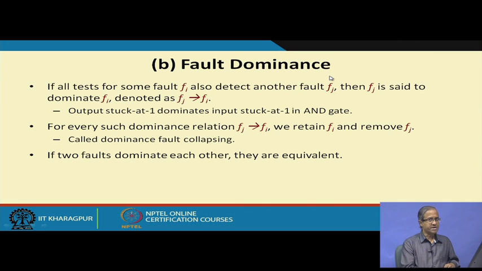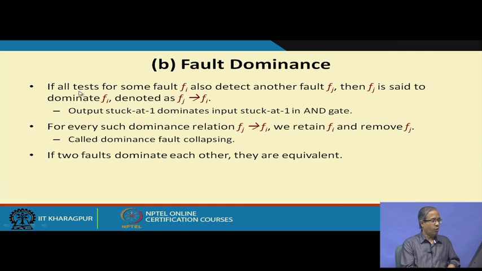There is another method using which also we can reduce the number of faults. This is called fault dominance. Fault dominance is a little different. The definition goes like this. It says, if all tests for some fault Fi also detect another fault Fj, then Fj is said to dominate Fi. We denote it like this.